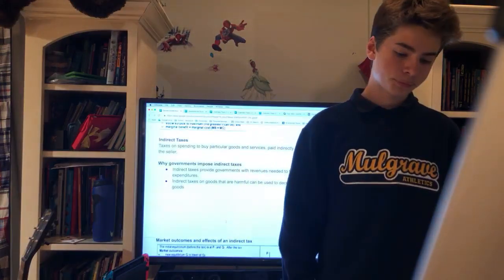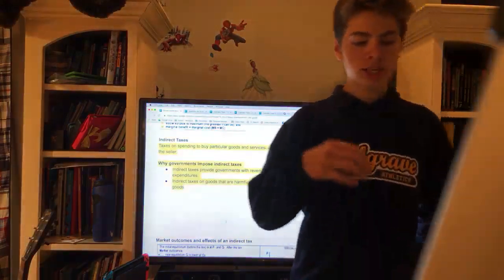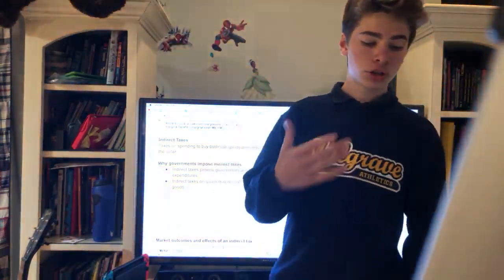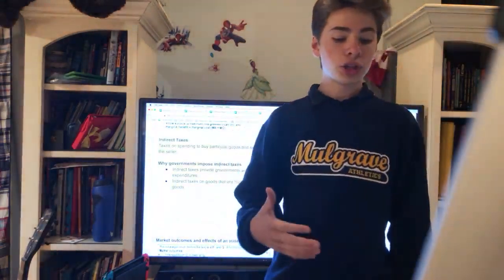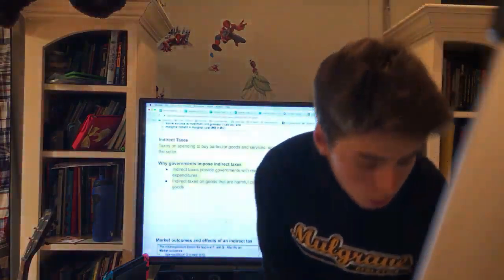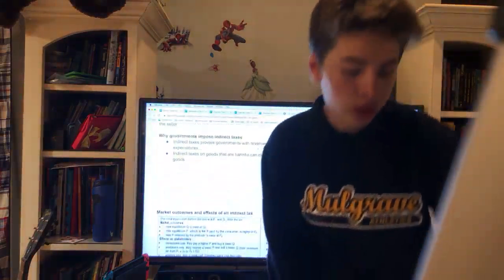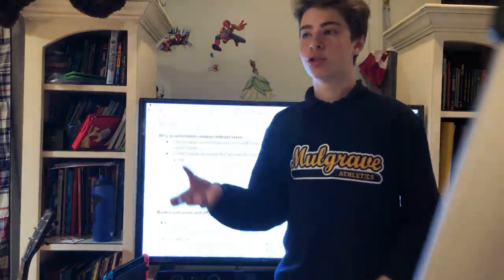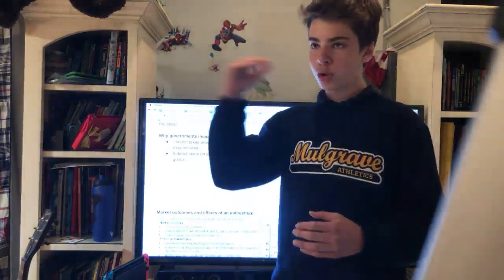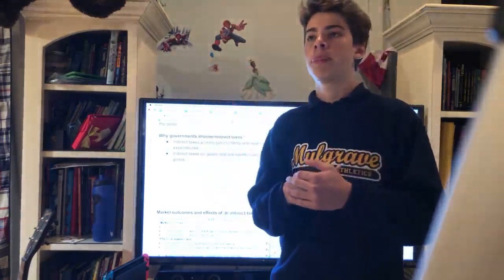Indirect taxes are taxes on spending to buy particular goods and services, paid indirectly to the government by the seller. Why does the government put an indirect tax? Let's say we have cigarettes and we want fewer people to smoke. We would put an indirect tax onto the good, meaning that the price of the good would increase and the government would get more money.